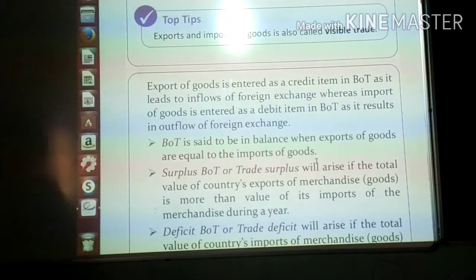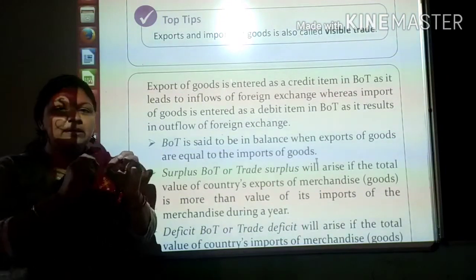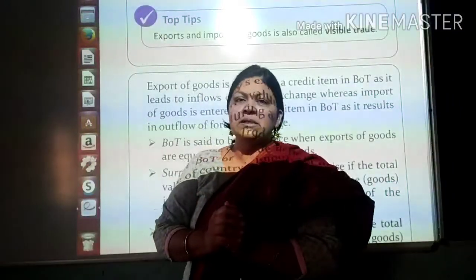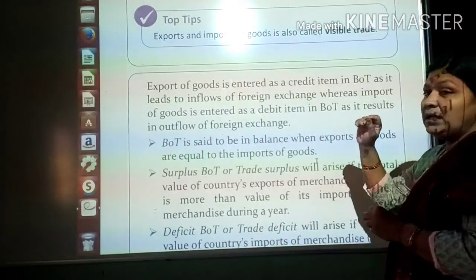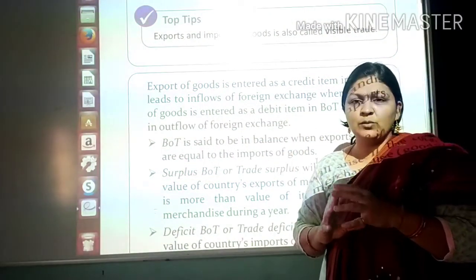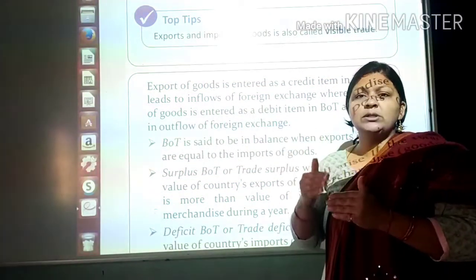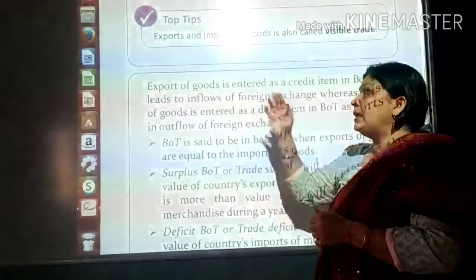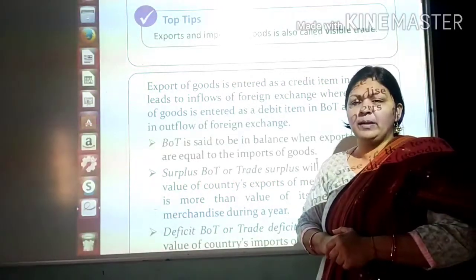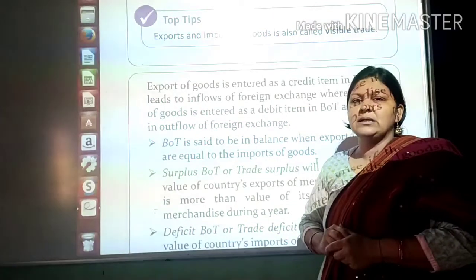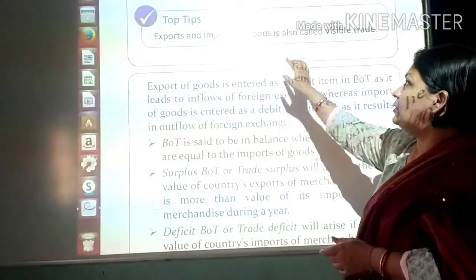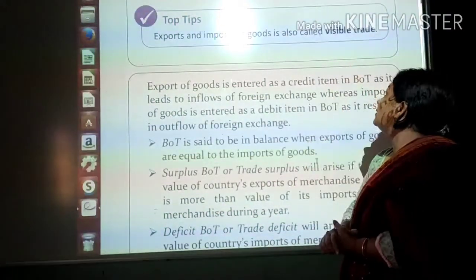Now the export and import of goods is also called the visible trade. When we are talking about visible trade or invisible trade, the invisible trade is the part of only services and transfer payment. In the current account there are three components: goods, services and transfer payment. Goods are called the visible items, while services and transfer payments are called the invisible items. So export and import of goods is also called the visible trade.